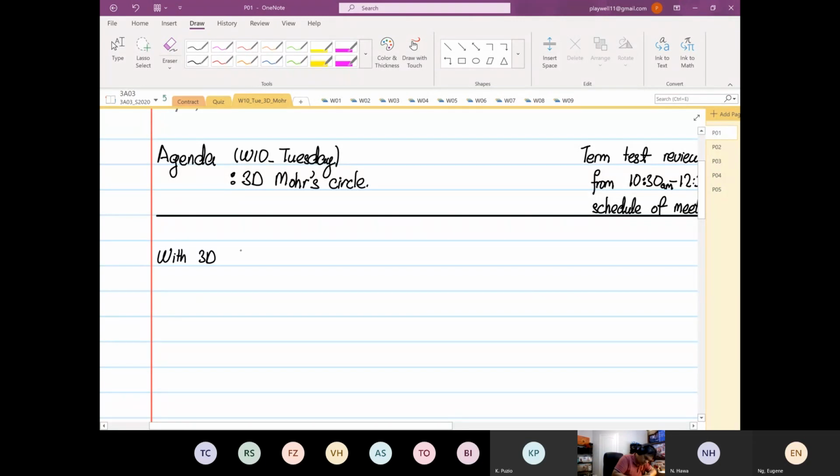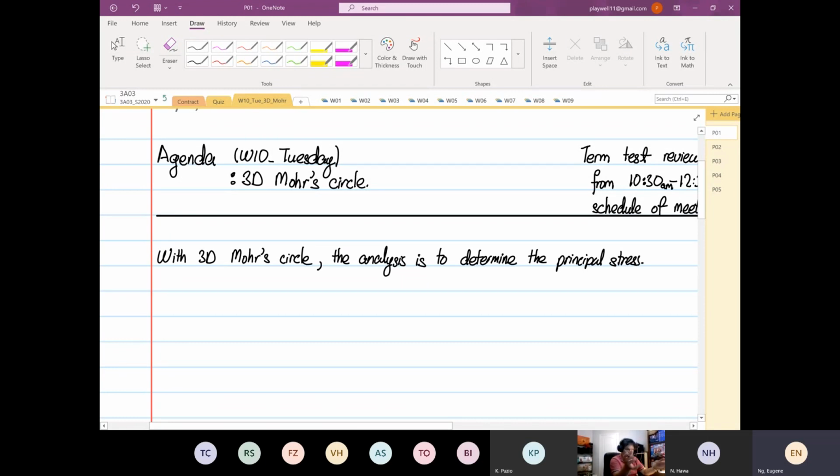Yeah, the analysis is again to determine the principal stress. Now, we know that in the real world, all our structures are loaded in 3D. Some stress directions can be lower than the others. But whenever we draw, you guys have seen it before, I've introduced you to this before.